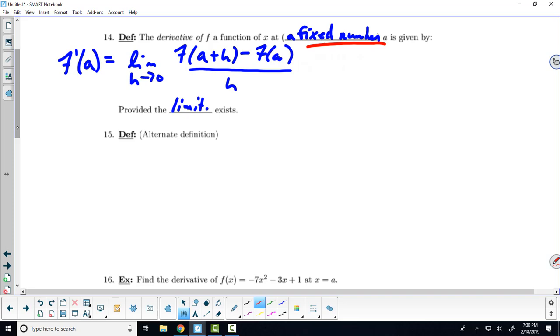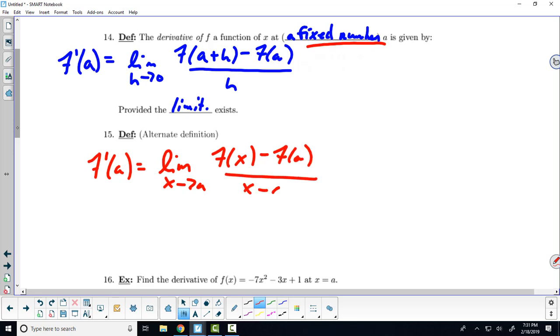Okay? The alternative definition then is f prime of a is equal to the limit as x approaches a of f of x minus f of a all over x minus a. Of course, provided the limit exists.